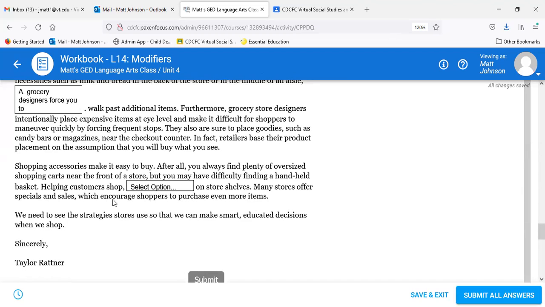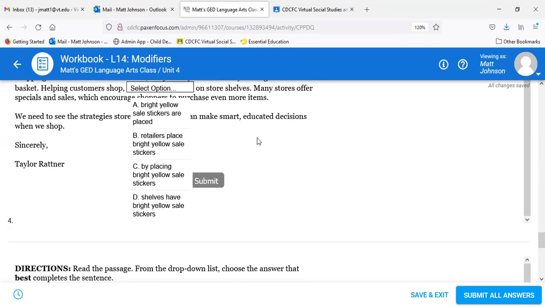Furthermore, grocery store designers intentionally place expensive items at eye level and make it difficult for shoppers to maneuver quickly by forcing frequent stops. They also are sure to place goodies such as candy bars or magazines near the checkout counter. In fact, retailers base their product placement on the assumption that you will buy what you see. Shopping makes it easy to buy. After all, you always find plenty of oversized near the front of the store. You may have difficulty finding a handheld basket. Helping customers shop. Nilda, let's try that one.